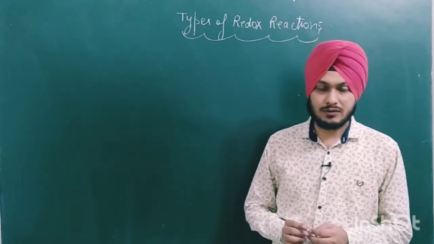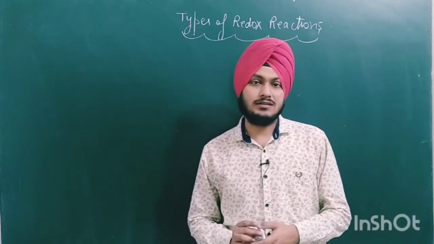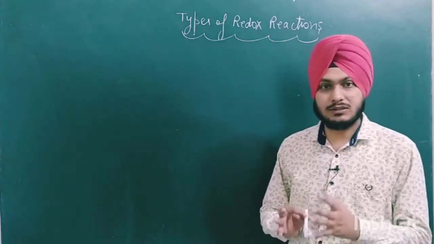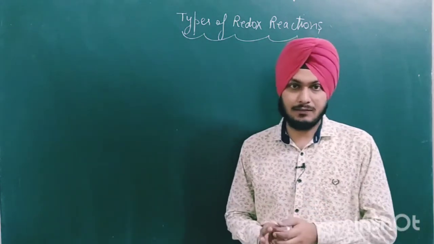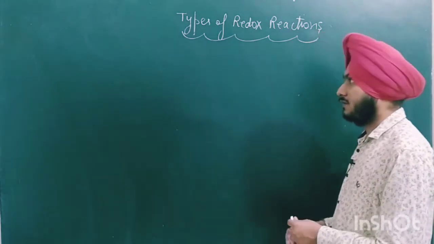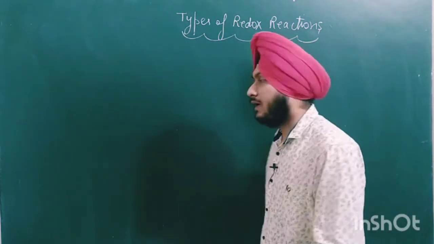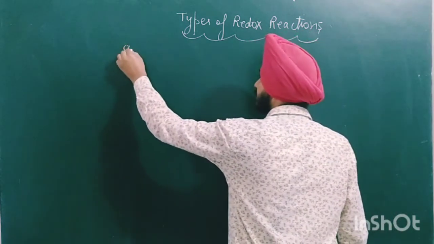So today we are going to study the types of redox reactions. What are redox reactions? Redox reactions are those reactions in which oxidation and reduction take place simultaneously. Now let us discuss the types of redox reaction. There are generally three types of redox reaction, and the first one is combination reaction.